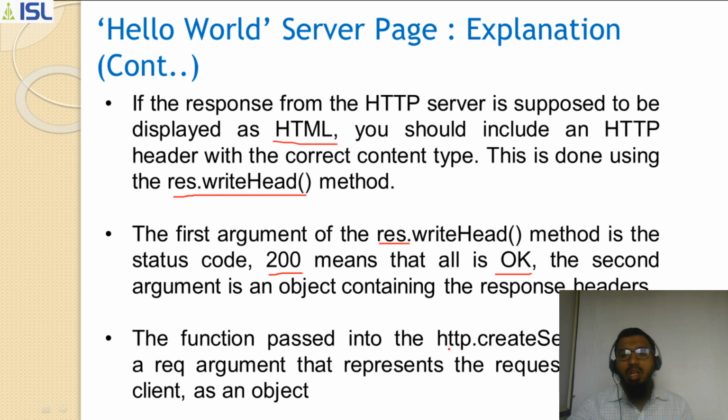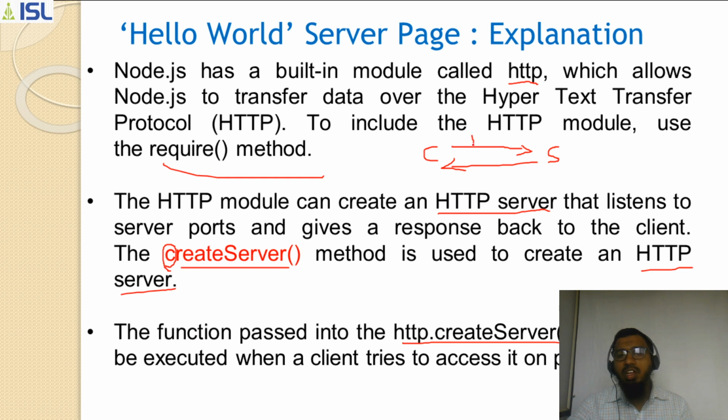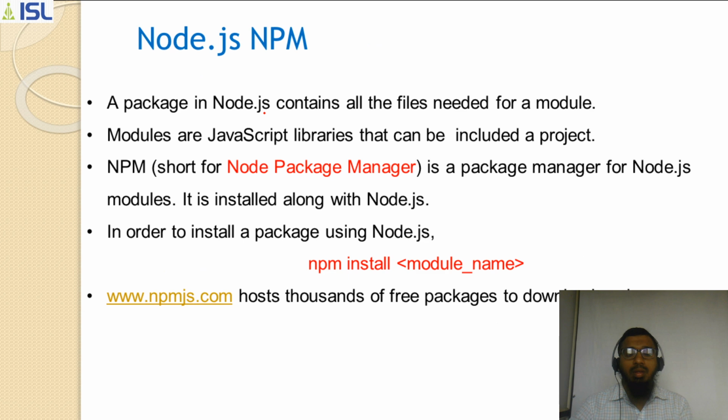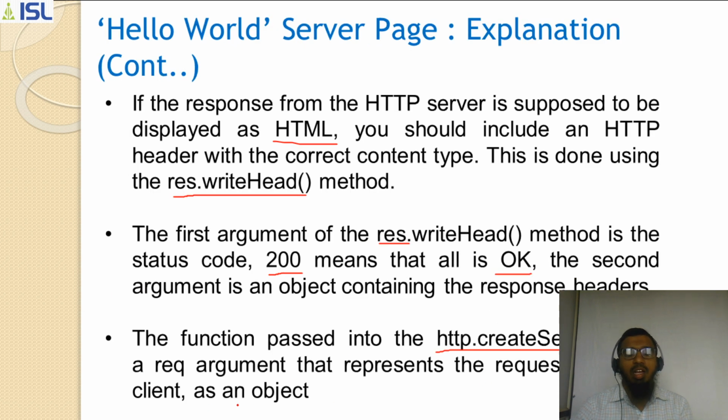The function passed into http.createServer has a request argument that represents the request from the client as an object. Okay, so what is the response? This response, after editing or doing something, is given back again to the client. First it is requesting, req, and the server is responding, res. It is requesting, doing some operation or writing something, and giving it back to the client. Okay, so this is about the request from the client as an object.